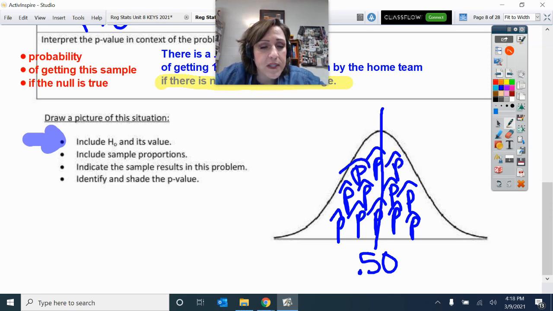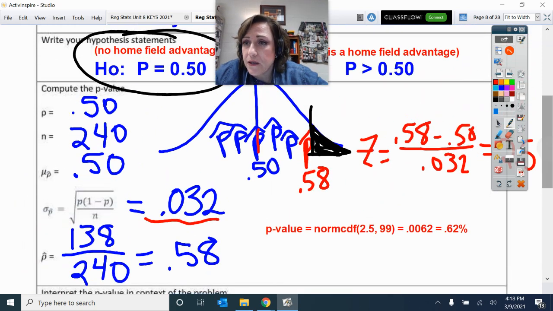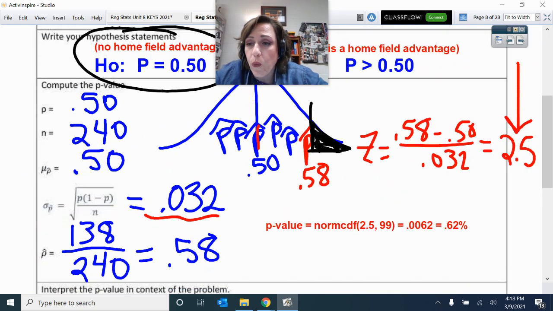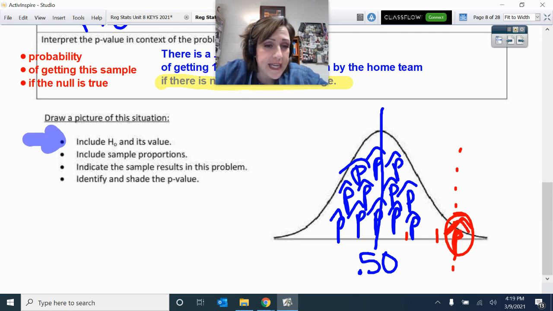All right, now what's next? Include sample proportions. Okay, I did. That's on my little p hats. Indicate the sample results in this problem. How do I know where to draw that? Well, this right here tells me where to place my sample p hat: 2.5 standard deviations above the mean. So here's 1, 2.5. I think the sample results I got were about right there. So that's what I got.